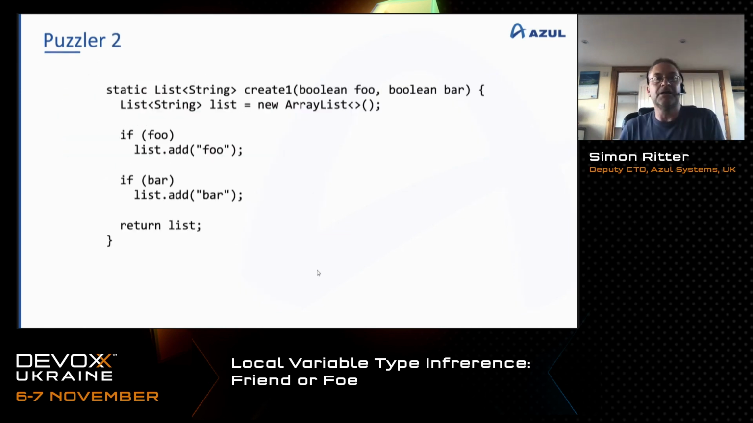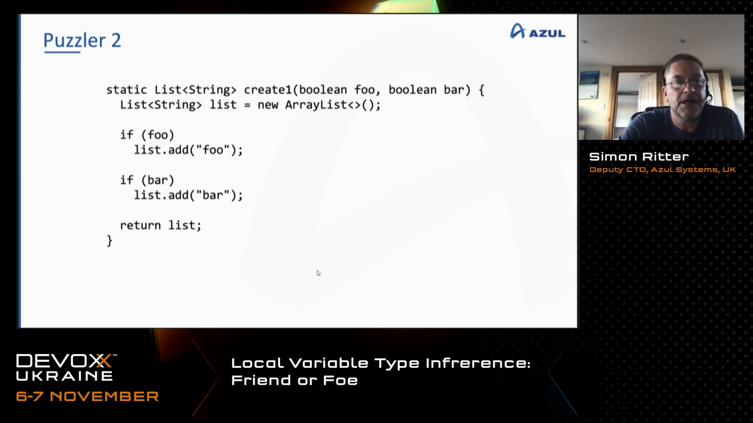Second one, let's say I've got a method here called create1, takes two booleans and returns a list of strings. So I've got list of string, new array list, if foo, list.add foo, if bar, list.add bar, return list.